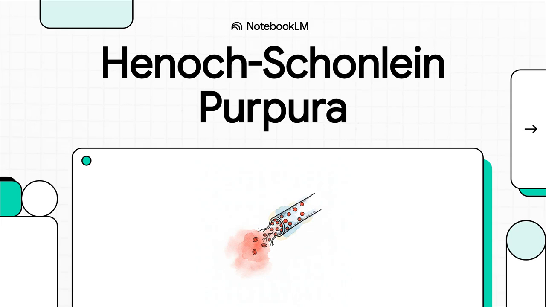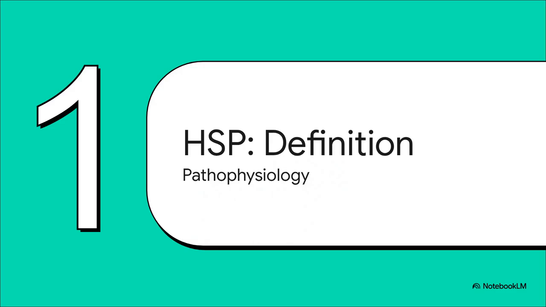All right, let's jump right in with a rapid clinical review of Henoch-Schönlein purpura, or HSP. This is a really high-yield topic for your board exams and, for sure, a condition you'll encounter in your clinical practice. Let's get started.